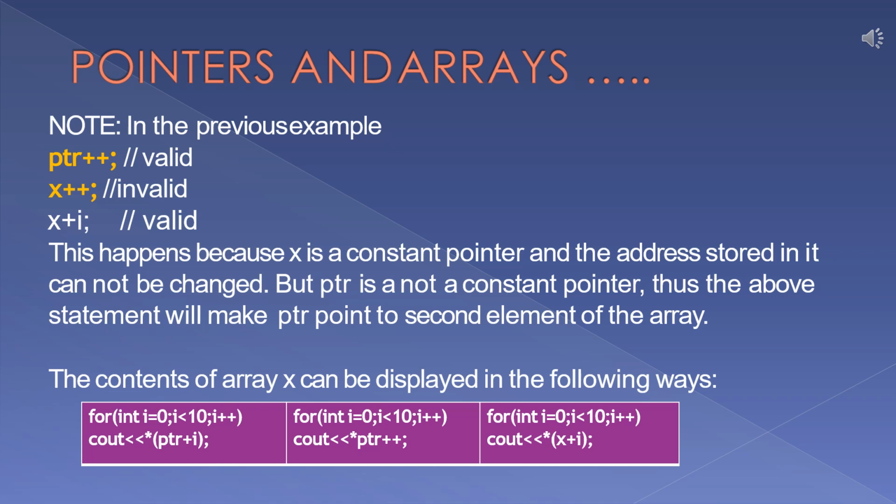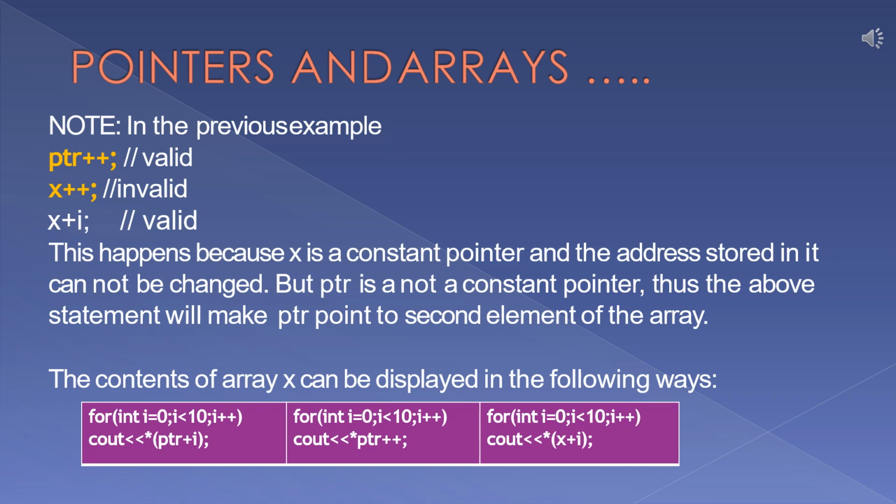But the x plus I statement is correct. Now how can you print the arrays in different forms? It is given as 3 columns. See the first case: for I equal to 0, I less than 10, I plus plus, cout star ptr plus I. ptr is having the base address. ptr plus I will be pointing to the I plus 1th location, the value at that particular position.